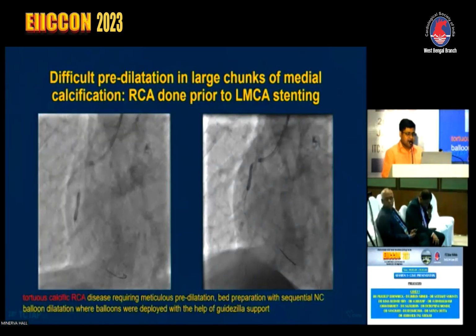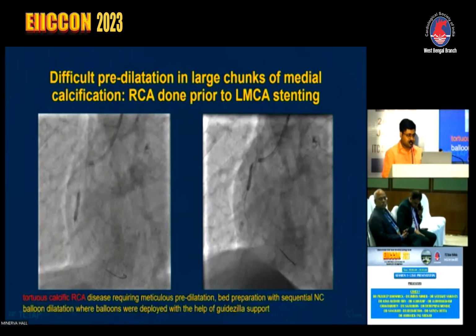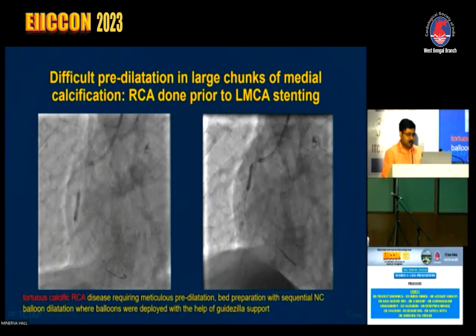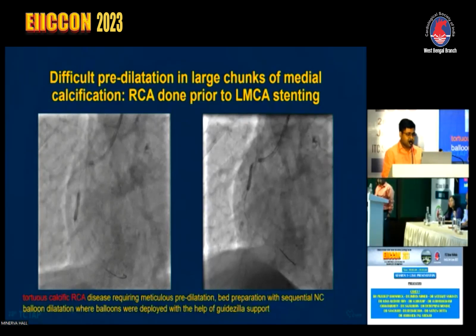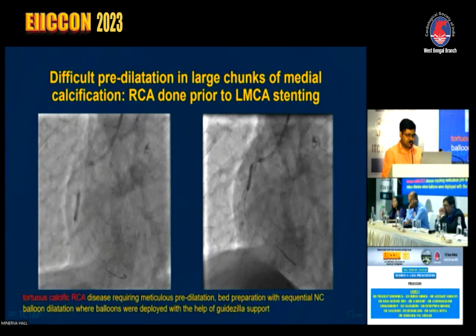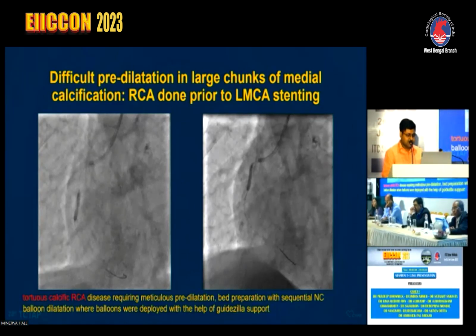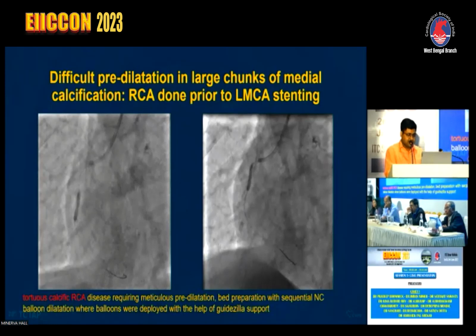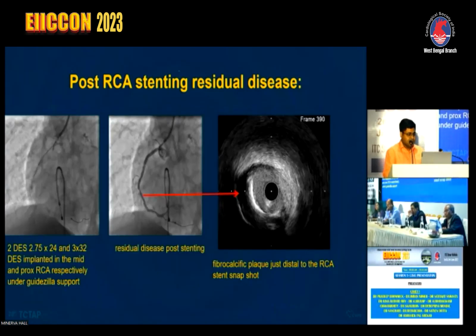The RCA was also very much diseased, calcific, and tortuous. We required meticulous predilatation, bed preparation with sequential non-compliant balloon dilatation, and we also needed a catheter extension, Guidezilla, as it was a tortuous artery as well as calcific. So first we went with two drug-eluting stents of 2.75 by 24 and 3 by 32 in the mid and proximal RCA. For stent delivery and deployment, we also required Guidezilla.